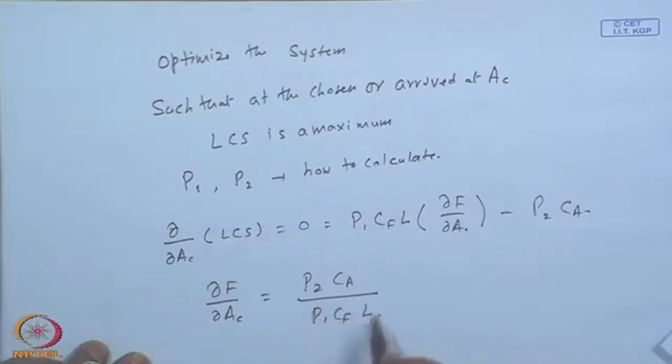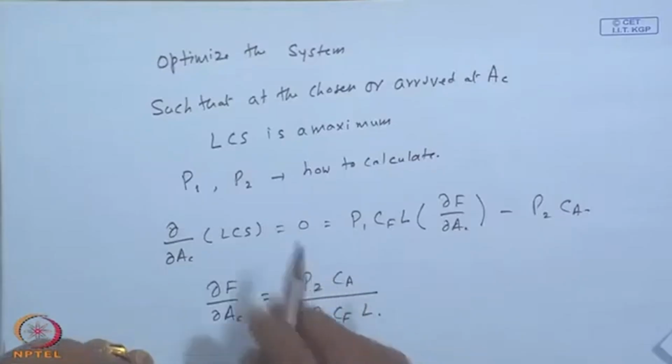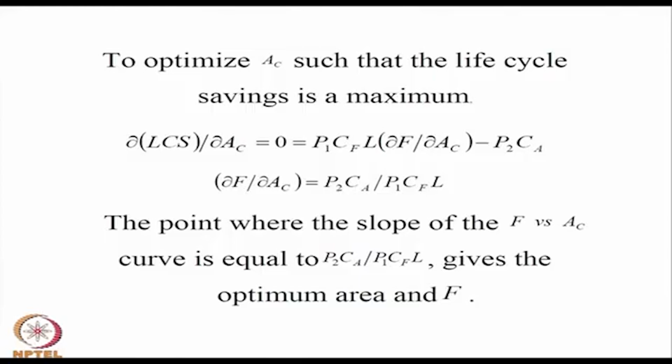So, if the slope of the solar load fraction with respect to area equals P2 Ca upon P1 CFL, that point will represent either a maximum or a minimum. In the present context, it will be a maximum. One can easily verify that if you second differentiate it, it will be negative or just equal to 0.